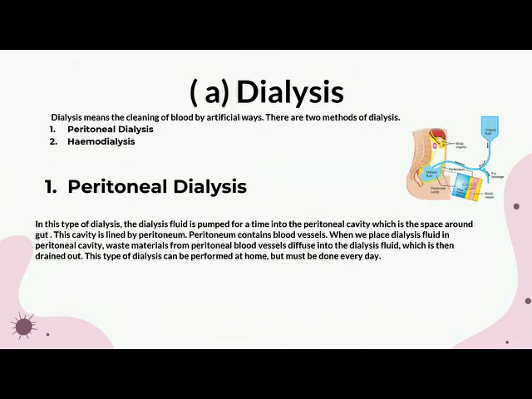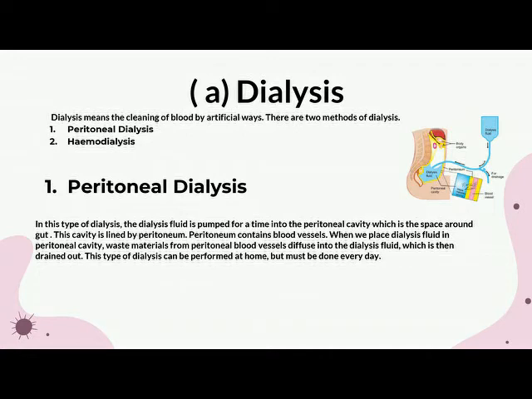Dialysis means the cleaning of blood by artificial ways. There are two methods of dialysis. The first one is peritoneal dialysis. In this type of dialysis, the dialysis fluid is pumped for a time into the peritoneal cavity, which is the space around the gut area of the digestive system. This cavity is lined by peritoneum.